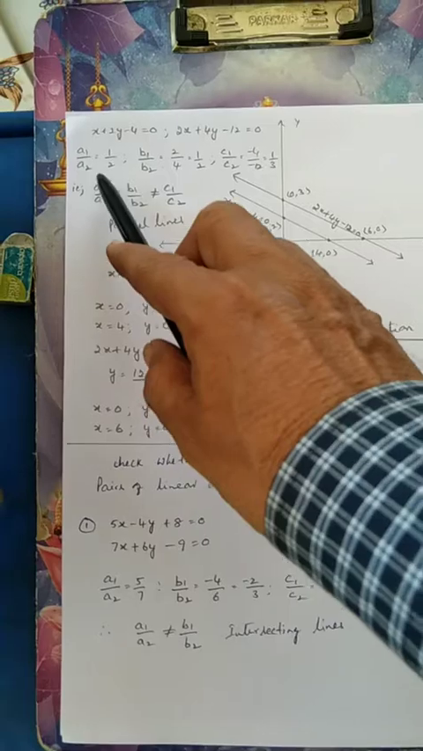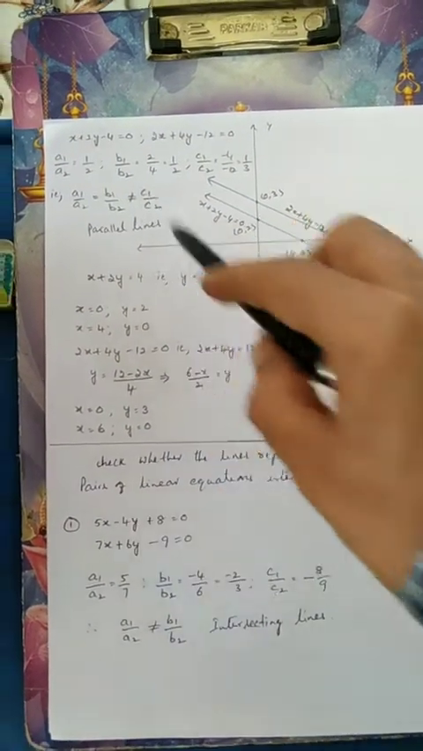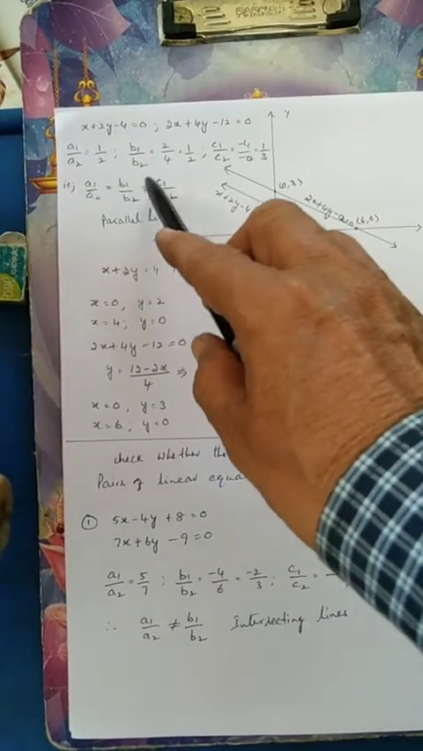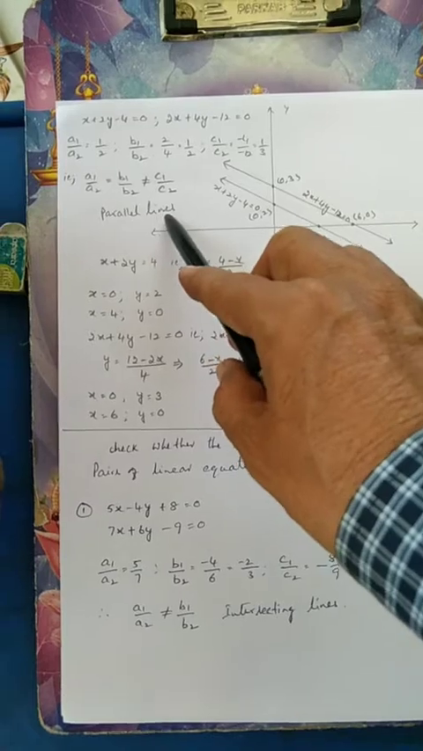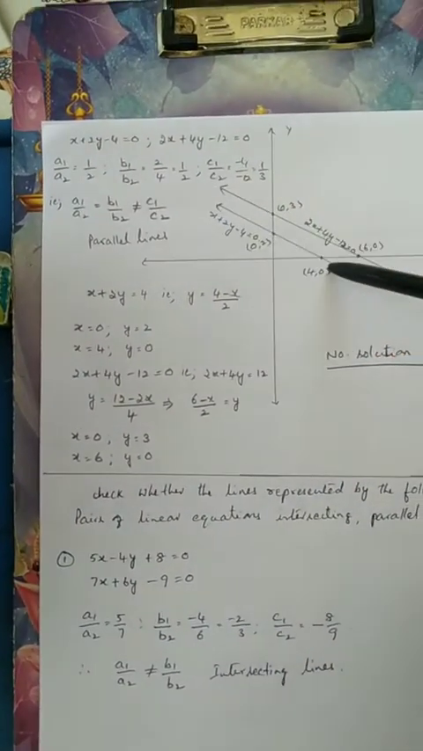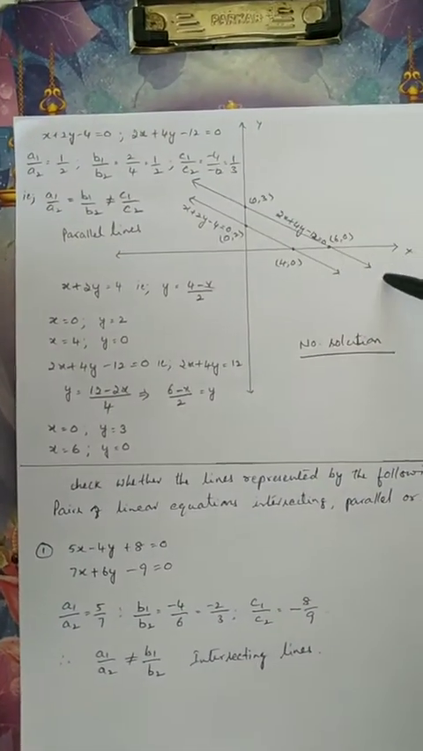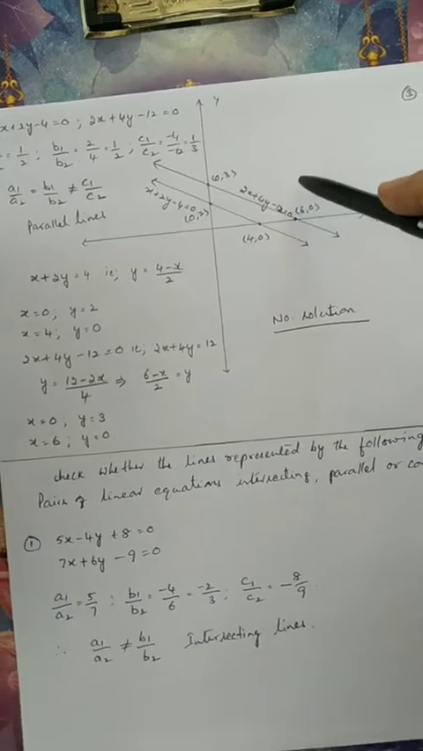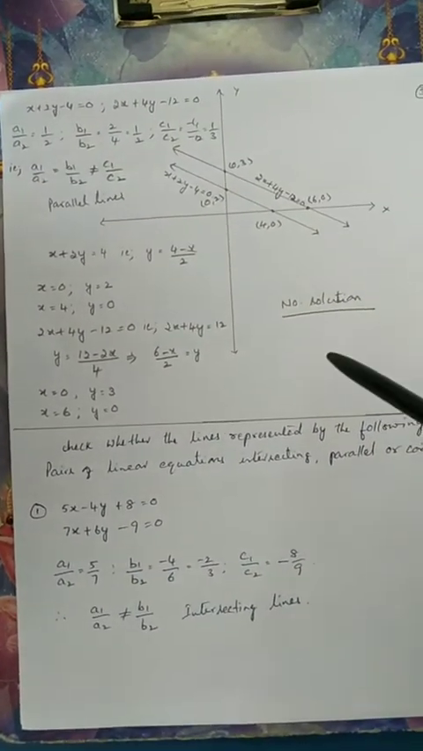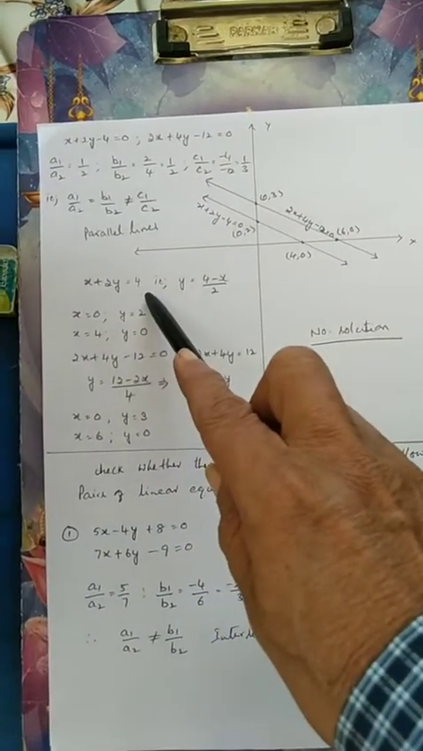So what is the condition we got here? A1 by A2 is equal to B1 by B2 is not equal to C1 by C2. When A1 by A2 is equal to B1 by B2 is not equal to C1 by C2, we call them parallel lines. So here we can see this is the graph for x plus 2y minus 4 is equal to 0, and this is the graph for 2x plus 4y minus 12 is equal to 0. Since these two lines are parallel, we have no solution.